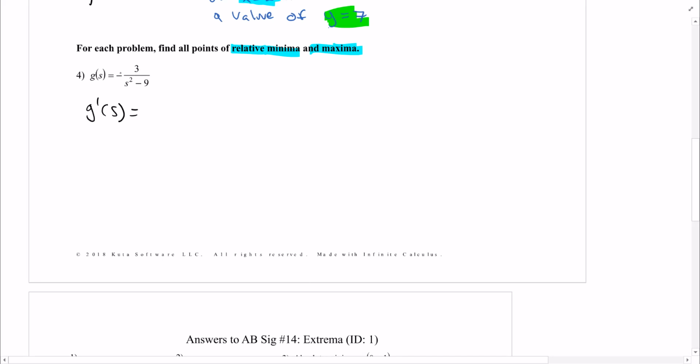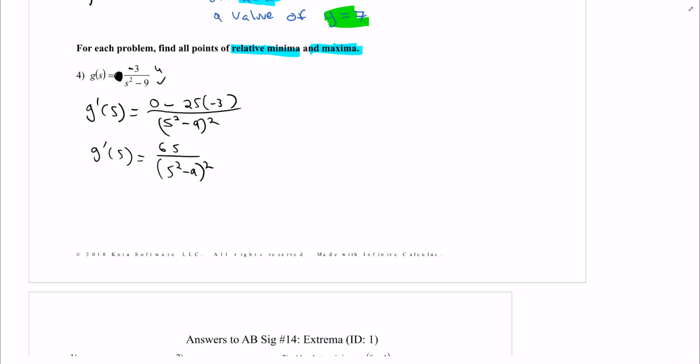What I'm going to do is move this negative up here, because it's just weird having it in the middle there. So using quotient rule here, it's going to be the derivative of the top, which is just 0, so 0 times something minus the derivative of the bottom, which is 2s times negative 3, all over s squared minus 9 squared. Let's clean it up. It's going to be 6s over s squared minus 9 squared.